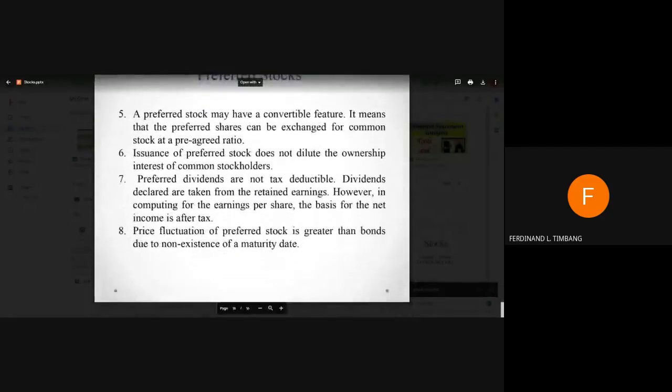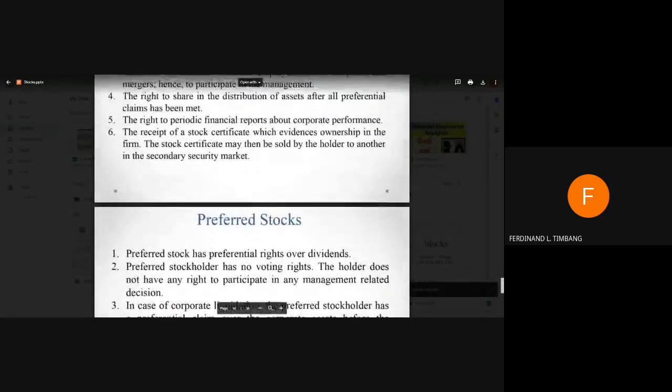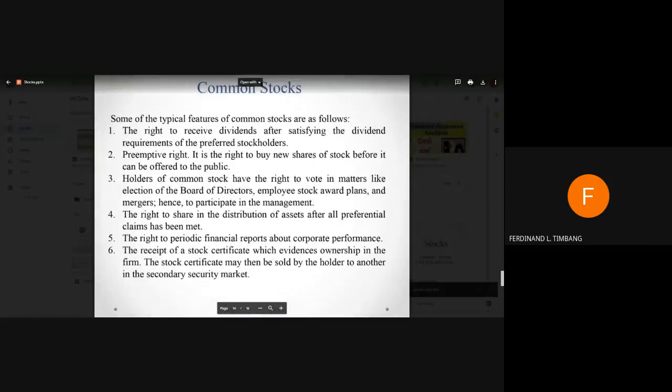Dadagdagan ko pa to, no? Lalagyan natin yung valuation ng stocks at saka iba pang topics pertaining to stocks. Even the pricing of the stocks, ilalagay natin dito. And then the valuation, I will add the valuation of stocks here, no? At saka yung mga market, i-explain ko rin sa inyo kung ano yung mga markets, no? Yung primary, secondary market. But that will be on the second meeting na.